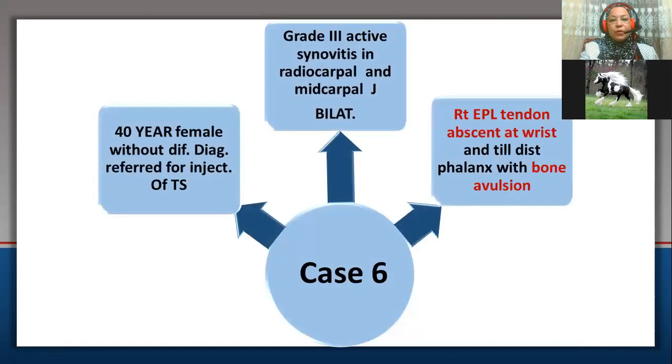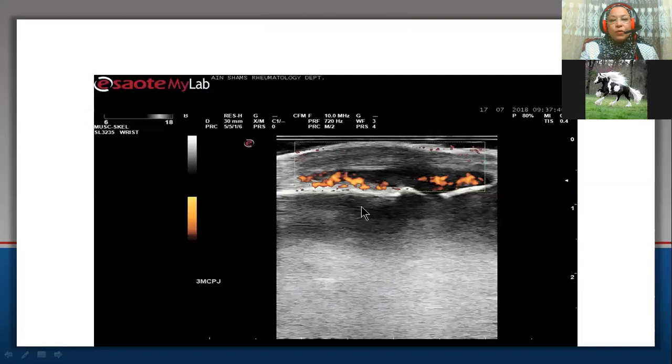Our next case was a 40-year-old female without a definite rheumatologic diagnosis. She was referred for steroid injection of her second extensor compartment at the wrist due to presence of tenosynovitis. There was active synovitis at the radiocarpal and midcarpal joints bilaterally and at some metacarpophalangeal joints in this patient. This is the image of the third metacarpophalangeal joint, which shows grade 3 active synovitis with synovial hypertrophy, positive Doppler signal, and narrow joint space indicating chronicity.